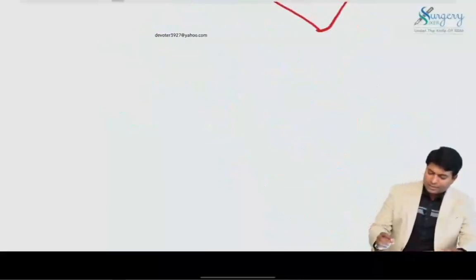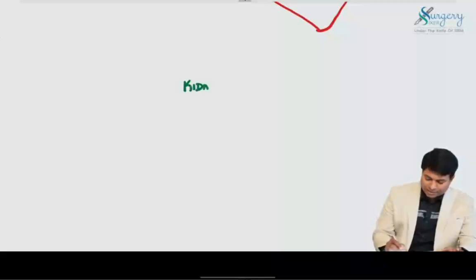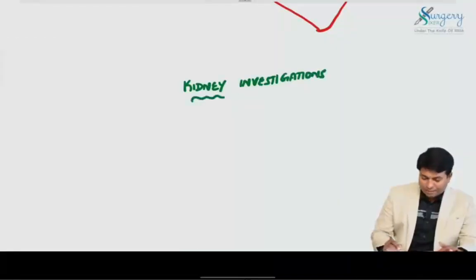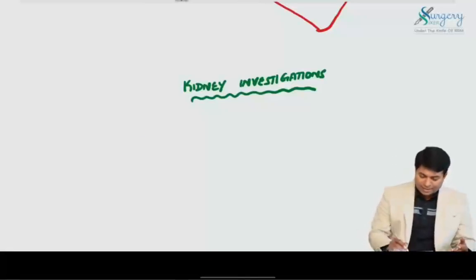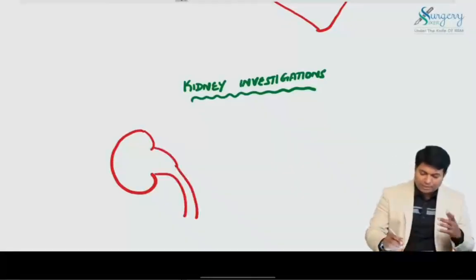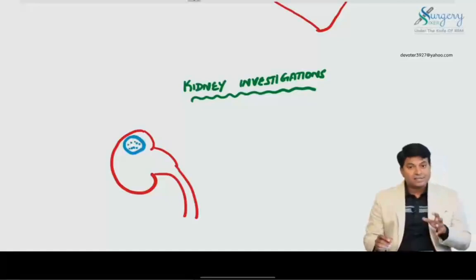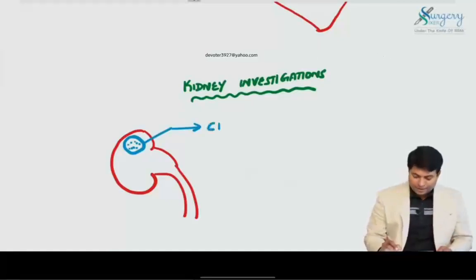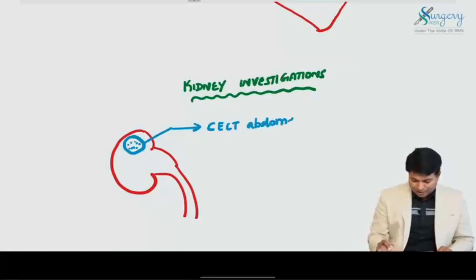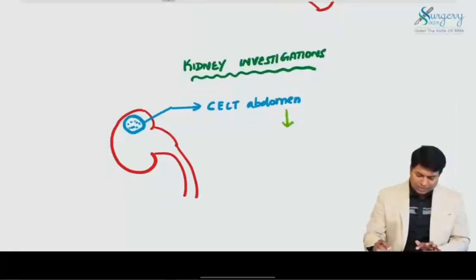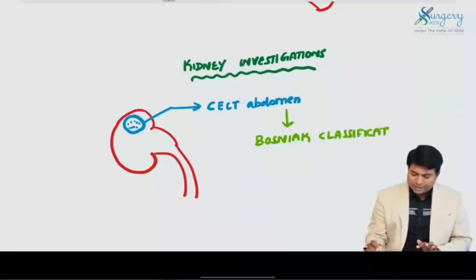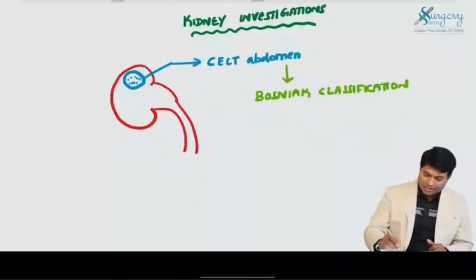Now we are going to discuss the basic investigations of kidney. Many times when we are doing a CT scan for some pathology, we find a cyst in the kidney like this. The investigation of choice for a cyst is CECT abdomen. And the classification of cyst is known as Bosniak classification. Please don't forget, Bosniak classification is a classification of cyst in the kidney.